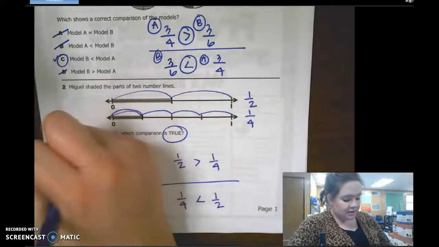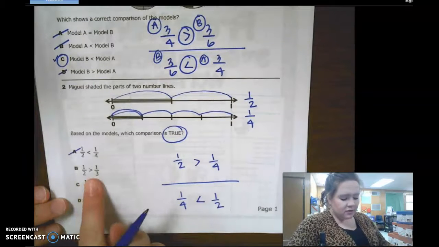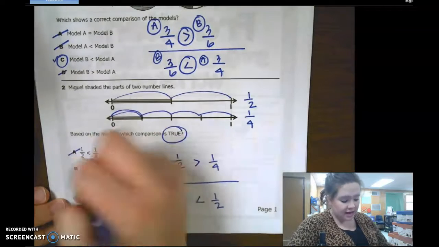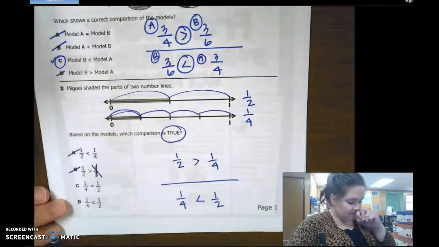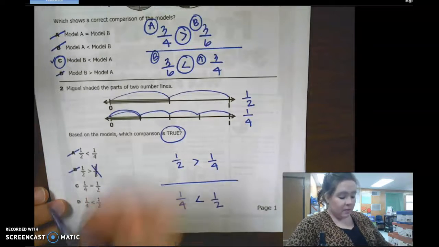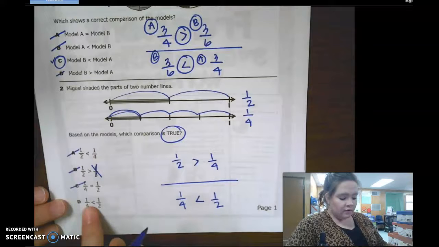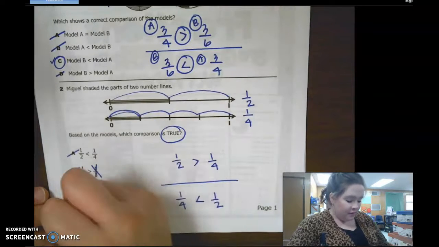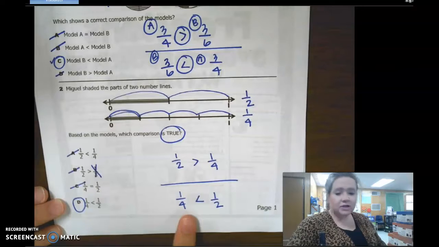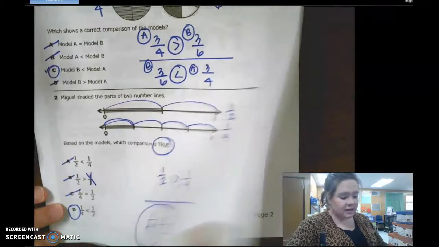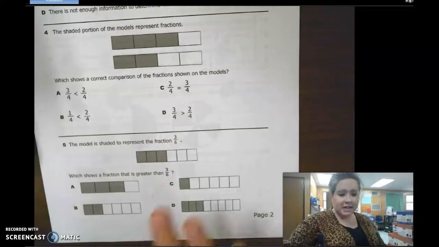No, that is not. 1/2 is greater than 1/3. Well, we don't have 1/3 on our fraction line. That right there makes it wrong. 1/2, or sorry, 1/4 and 1/2 are equivalent. We know that that's not true. 1/4 is less than 1/2. Yes, that is true. That matches this one right there.